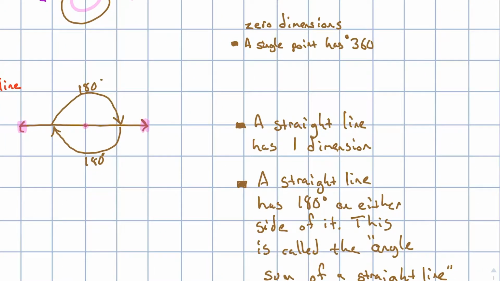So here we have a straight line, has 180 degrees on either side of it. This is called the angle sum of a straight line. So the angle sum of a straight line is 180 degrees.